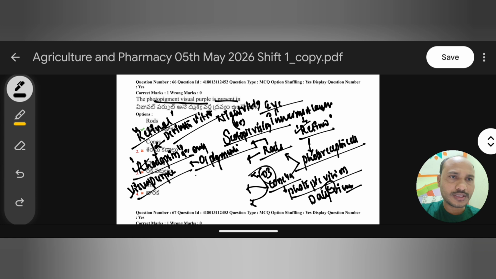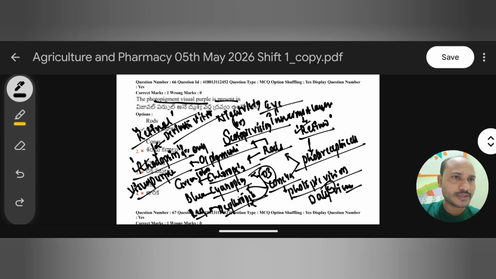In that, one is chloropsin. Chloro means green, so it gives green color. The next one is cyanopsin, cyano means blue, so it gives blue color. And one more is erythropsin, which gives red color. So like that, various colors are given due to various pigments present in these cone cells. Green, blue and red are considered the primary colors.